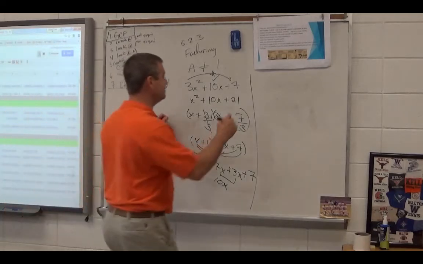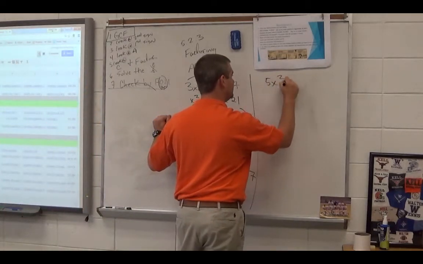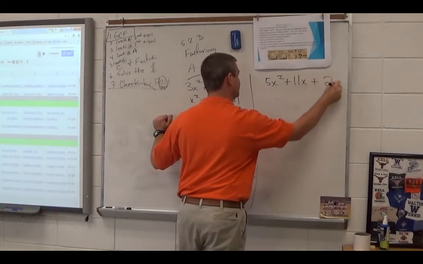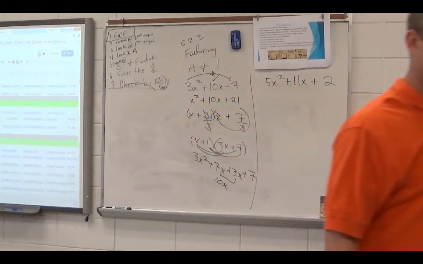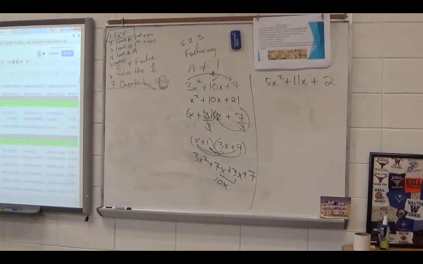5x squared plus 11x plus 2. First step. Great. I'm glad that you said that. What is always the first step? Greatest common factor. Does this problem have a greatest common factor? No, it does not. So you move to step 2.